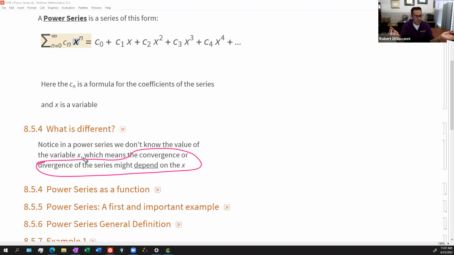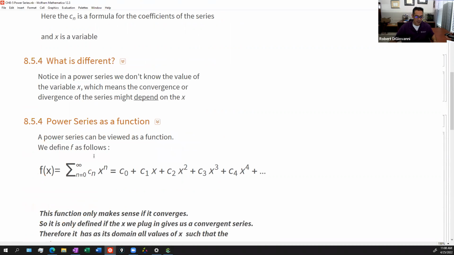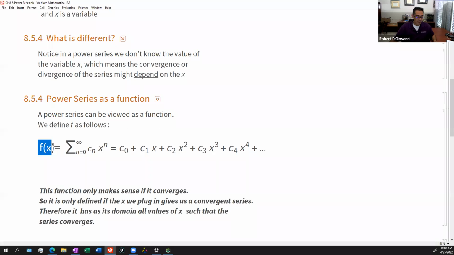Does that sound like something you've dealt with in the past? Things where you plug numbers in, sometimes it spits a number out, sometimes it can't handle the number. That's a function, right? That's what a function is. So we are now going to think about a power series as a function. A power series can be viewed as a function. We define f as follows. We define some function f of x to be this power series, which depends on x, right? So the value of the function depends on x.